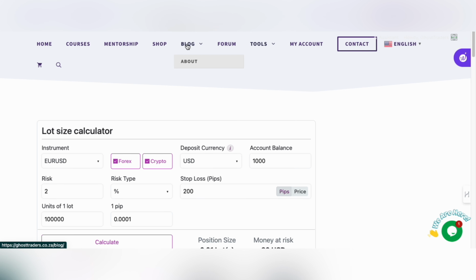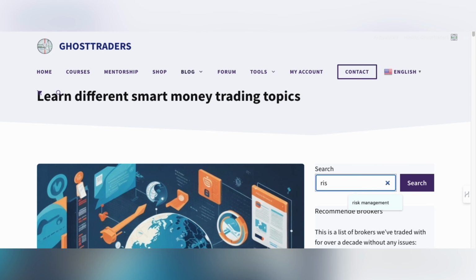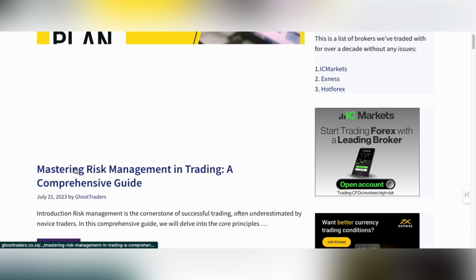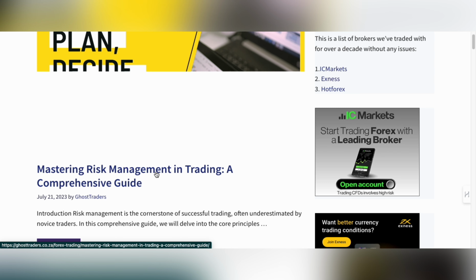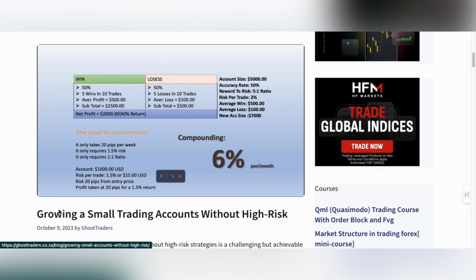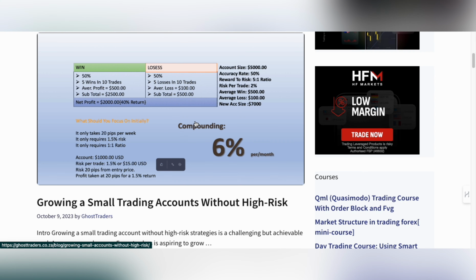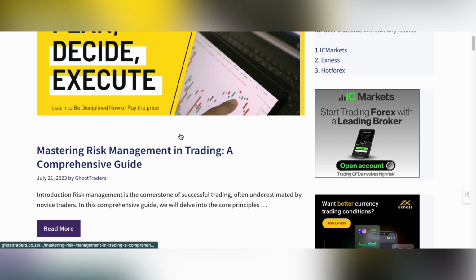But before I go, let me come to the blog here. So if you come to this blog here and then we search risk management, okay, you can see we have this guide here. You can look at this guide here, and then we also have this great article here, okay, it says growing small trading accounts. So it also focuses a lot on risk management. So you can just have a look at these two articles.